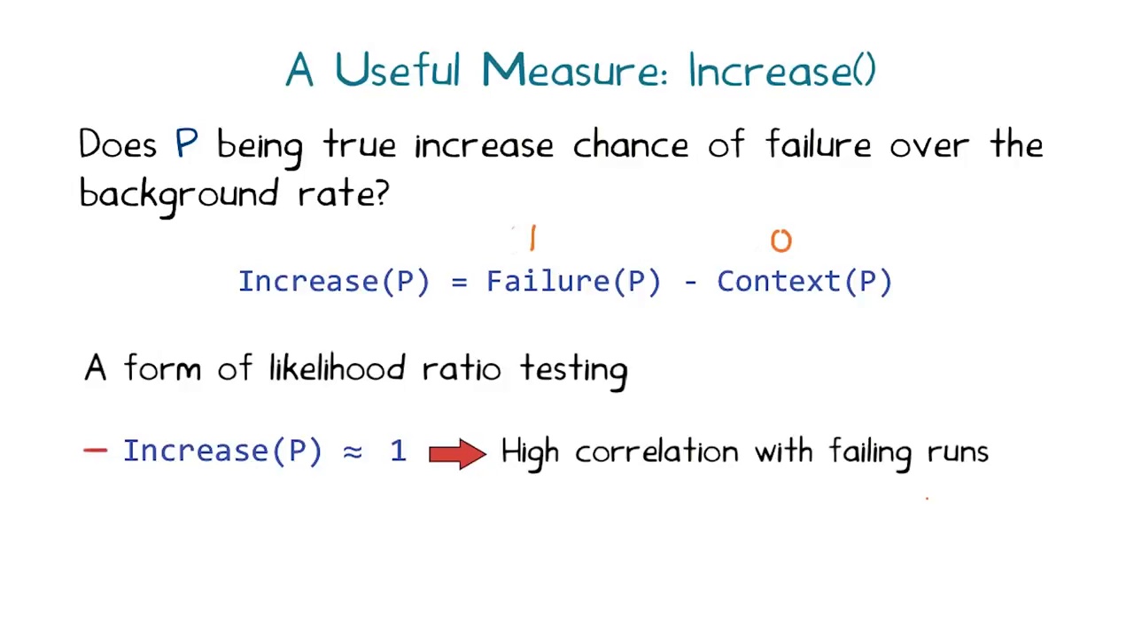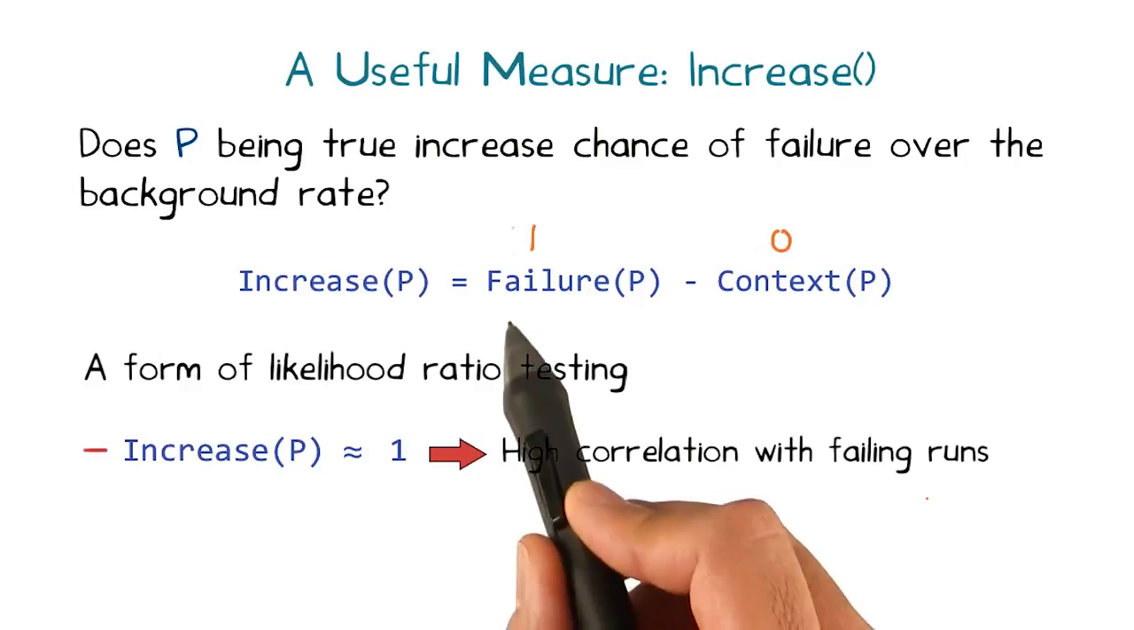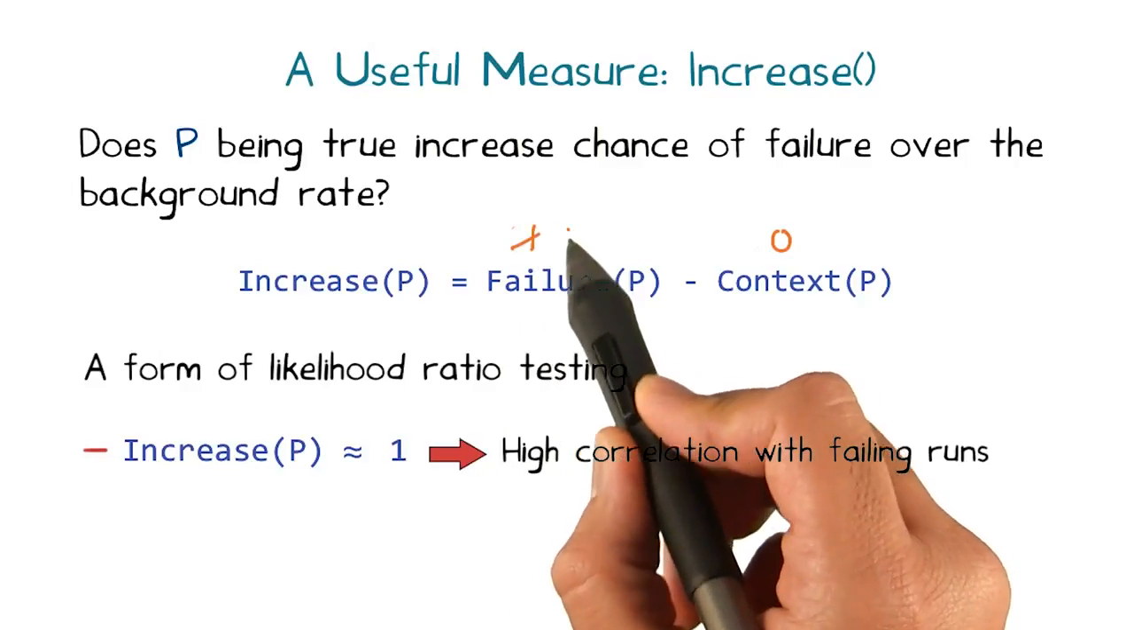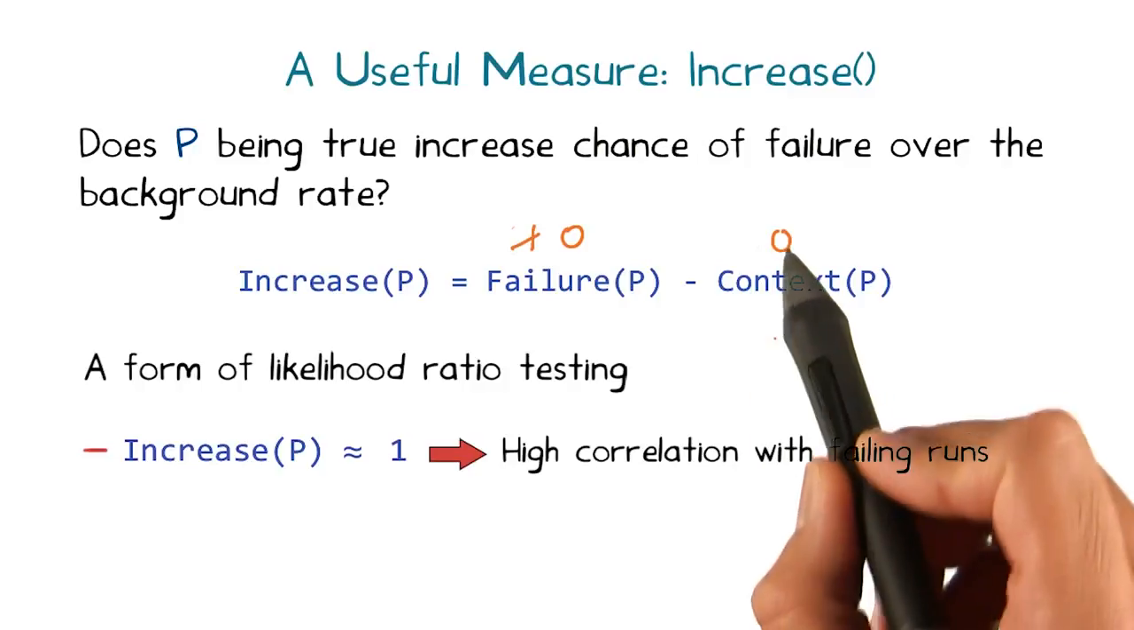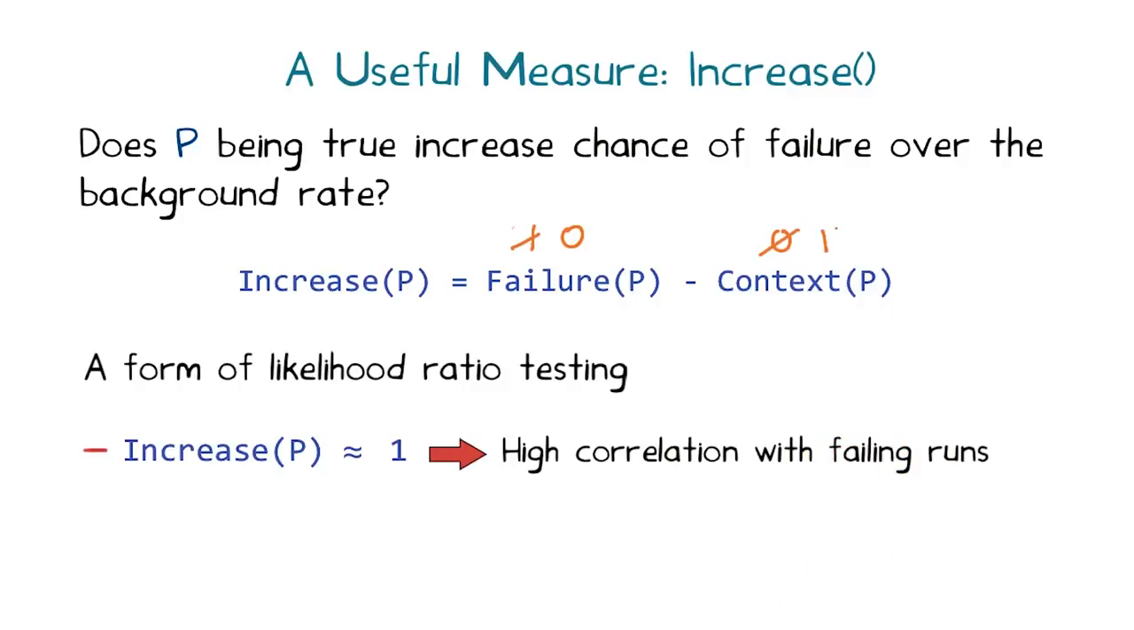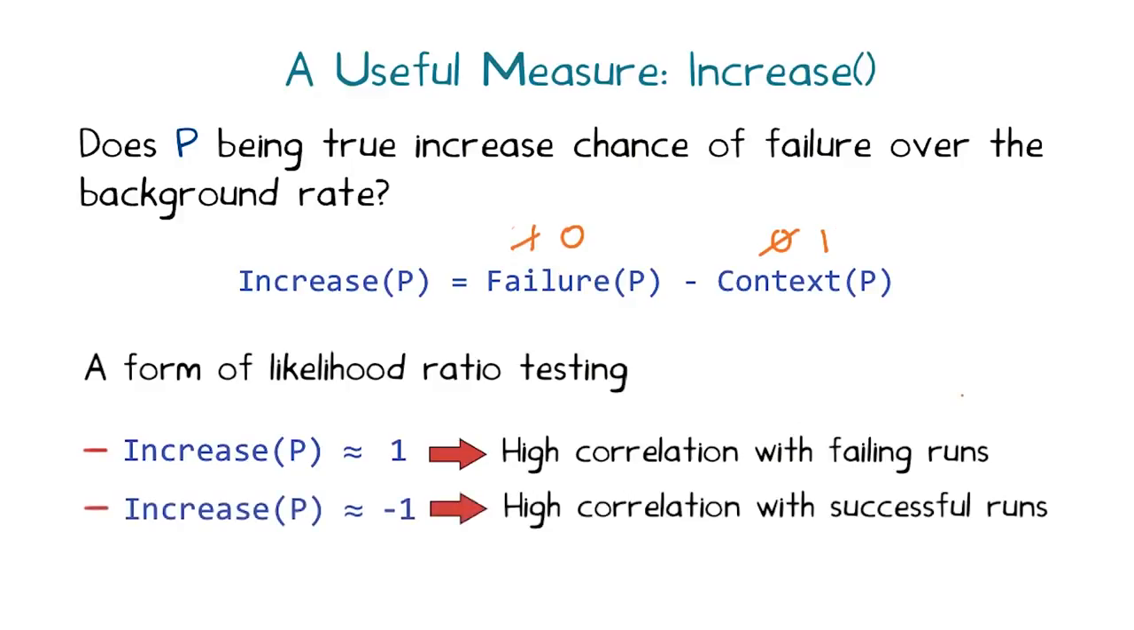On the other hand, if p's failure score is close to 0, then either there were no failing runs where p was true, or there must have been many more successful runs in which p was true than failing runs. And if additionally p's context score is close to 1, then there must have also been many failing runs in which p was false. So if p's increase score is near -1, it means that p is highly correlated with the success of a run.